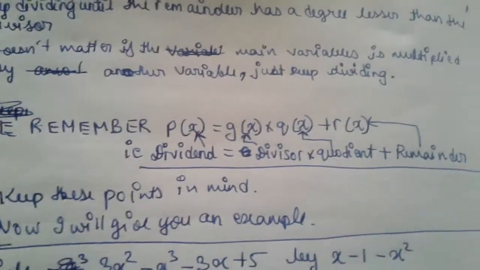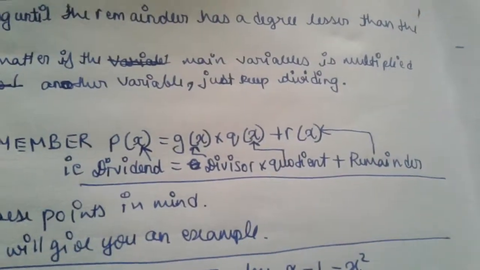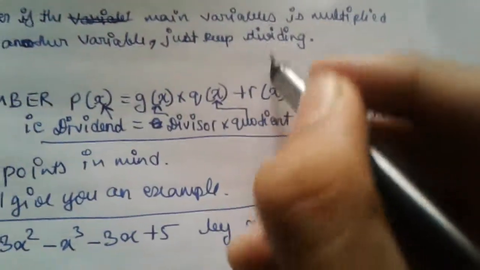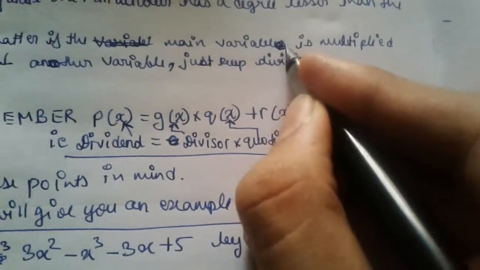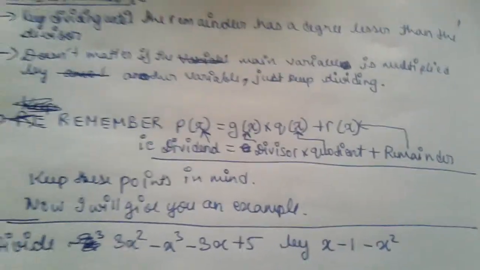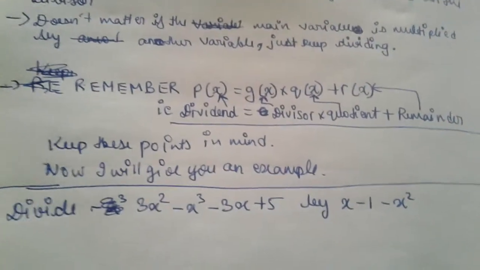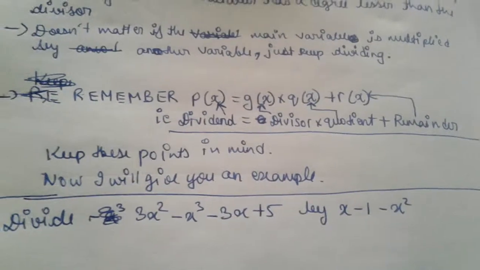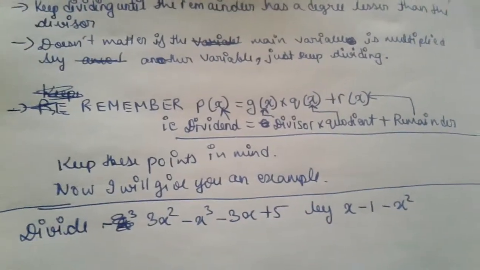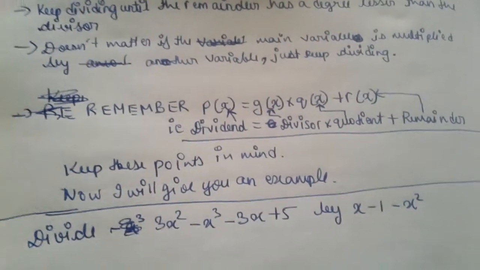It doesn't matter if the main variable or variables is multiplied by another variable. Just keep dividing. All right. You'll come across these, and you'll have to remember this point when you're doing tougher problems.